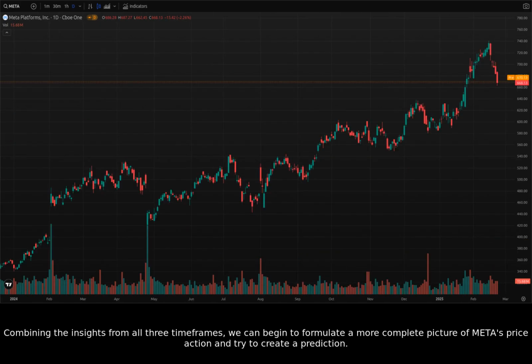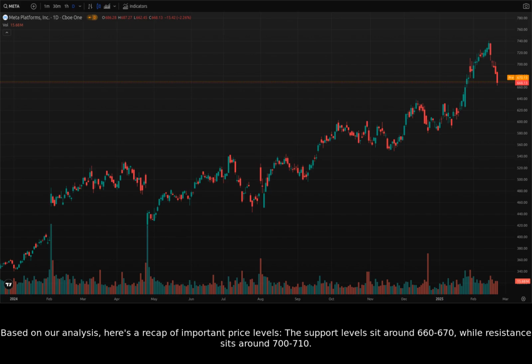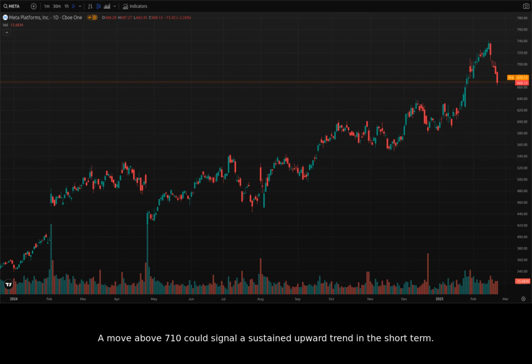Combining the insights from all three timeframes, we can begin to formulate a more complete picture of Meta's price action and try to create a prediction. Based on our analysis, here's a recap of important price levels. The support levels sit around 660 to 670, while resistance sits around 700 to 710. A move above 710 could signal a sustained upward trend in the short term.